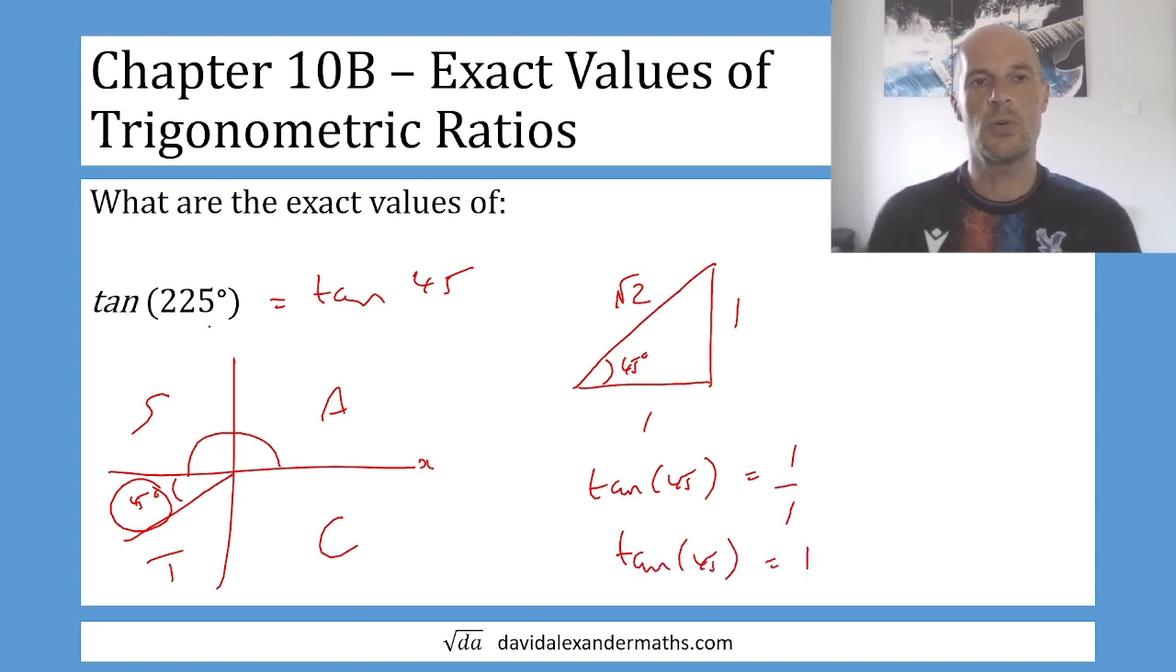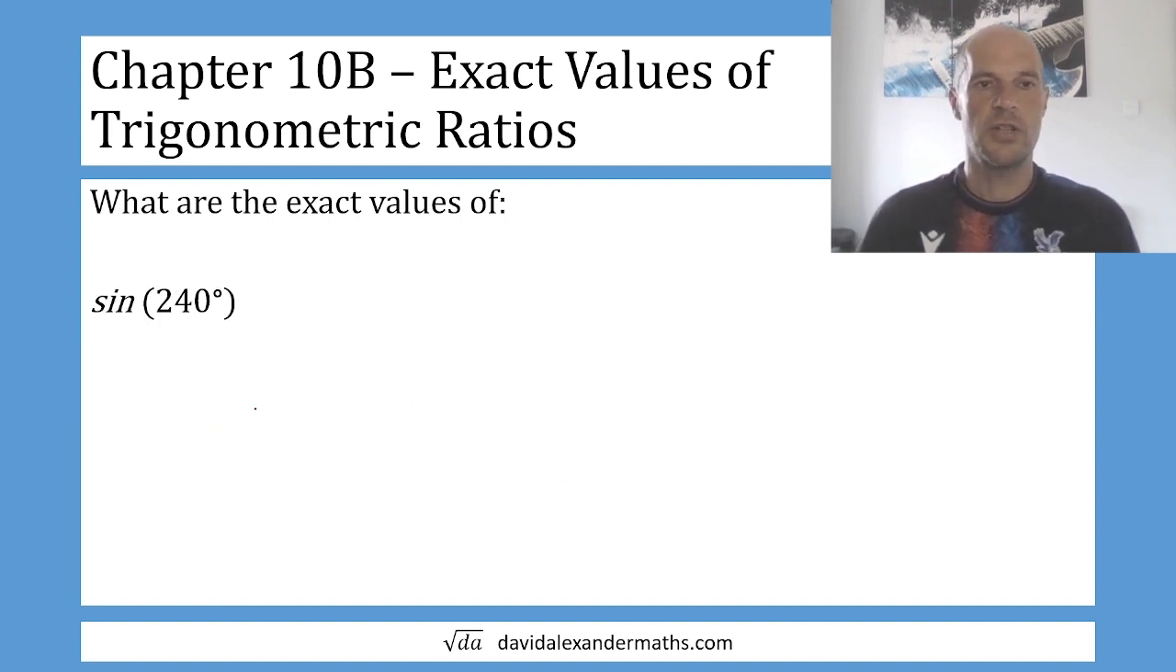So with these questions, all we're doing is turning the tan 225, or if it's another question involving sine or cos of a different angle, into one that we know, either a 45 degree angle, a 30 or a 60 degree angle. So sine of 240 degrees, is that the same as the sine of the 30 or the 60? Let's take a look.